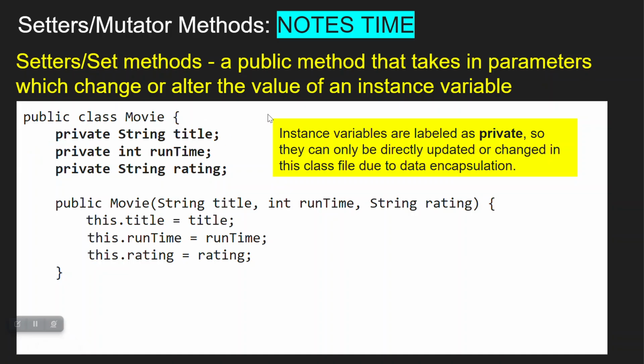So as we learned in the previous lesson, instance variables are all labeled as private, so we can't access them directly due to data encapsulation. And set methods are public methods that take in parameters which will change or alter the value of an instance variable. So it's important when you're designing a class to think about which of your instance variables you would want somebody else to be able to alter, and as long as it makes sense that one of these should be able to be altered, then you can go ahead and create a set method for it.